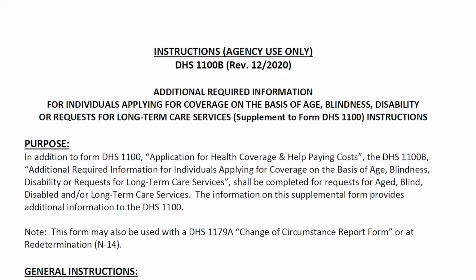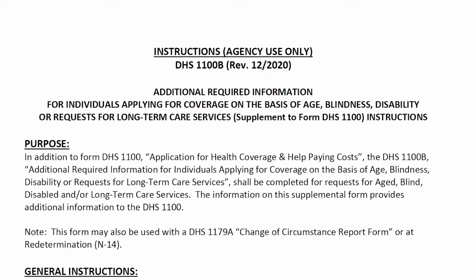All right, so what we're going to do now is go over how to apply for Medicaid. This form is called the DHS 1100B. This is the instructions for the application for Medicaid and, of course, requesting long-term care services under the Medicaid program. This is Hawaii's application.